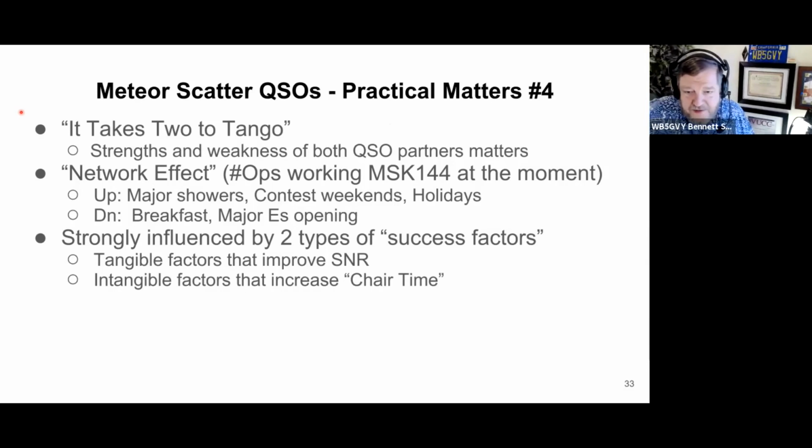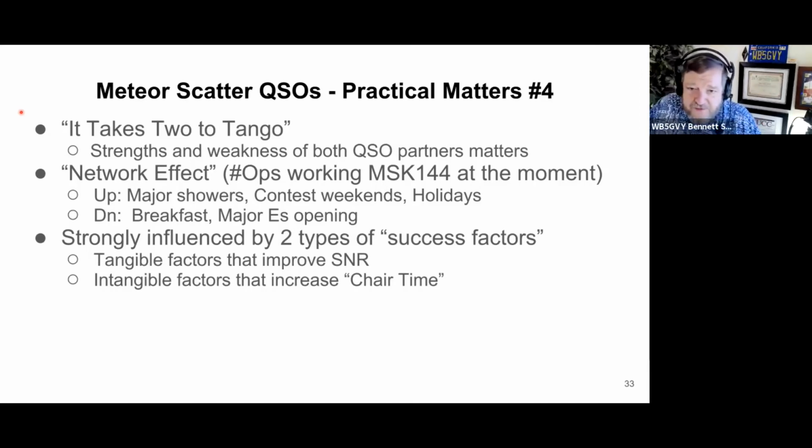So, some odds and ends of practical matters. We're going to look at two types of success factors over the next few foils, and we'll drill into this. Actually talking to the third bullet first, there's a bunch of tangible factors that improve your signal to noise ratio, and there's intangible factors that increase chair time. And to circle back to the first bullet, it sort of takes two to tango.